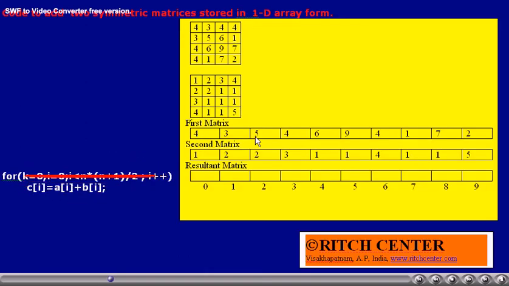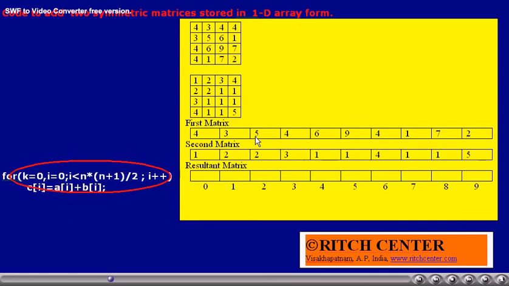We assume the array A is a 1D representation of the first matrix, and B is the 1D representation of the second matrix. Simply, we want the 1D representation of the addition matrix of these two matrices. This can be achieved with the help of this for loop.